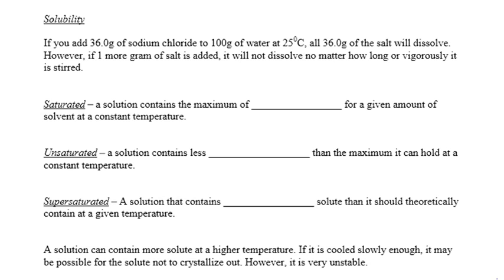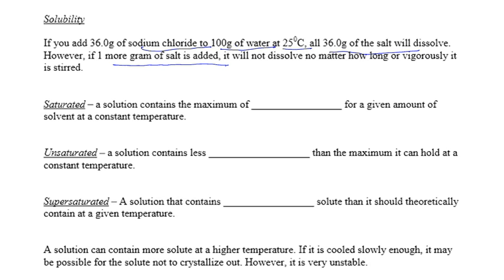If you add 36 grams of sodium chloride to 100 grams of water at 25 degrees Celsius, all 36 grams of the salt will dissolve. But if you try to add one more gram of salt, it will not dissolve, no matter how long or how vigorously you stir the solution. This leads us to the term called saturated.